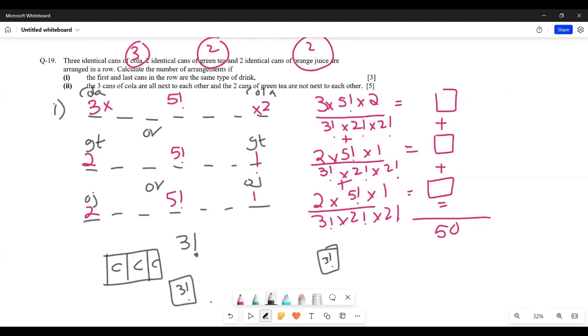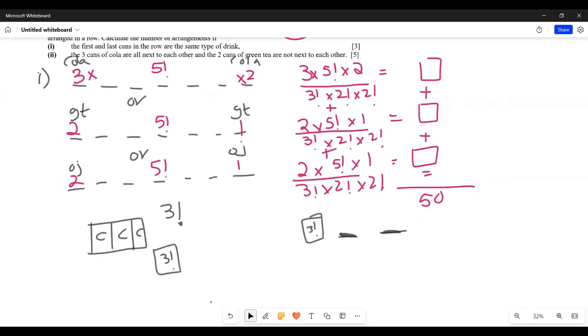And the 2 cans of green teas are not next to each other. So this is one group of cans and then we have an orange juice and an orange juice. So let's place these together. Colas are together and then we have orange juice and orange juice. Now the green tea cannot be together. So no 2 green teas can be together. So first we have 3 factorial from here.